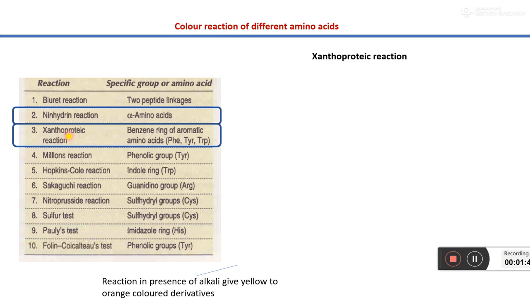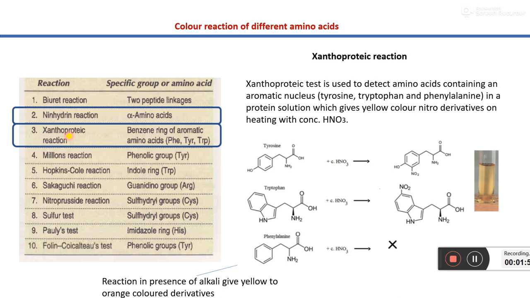The xanthoproteic test is used to detect amino acids containing aromatic side chains. So what are those amino acids? Those amino acids are tyrosine, tryptophan and phenylalanine. In this test, when all these aromatic amino acids react with concentrated nitric acid in the presence of heat, they give yellow colored nitro derivatives.